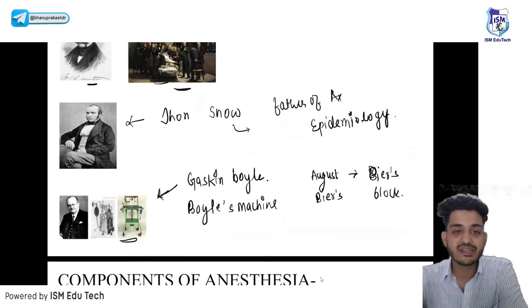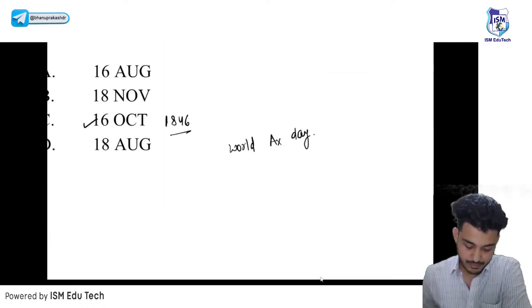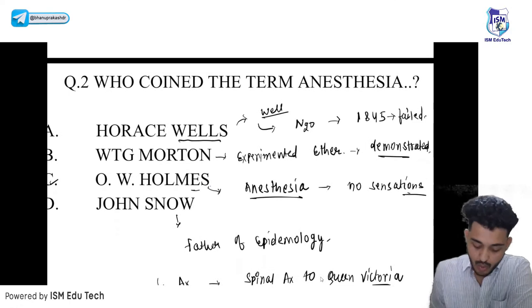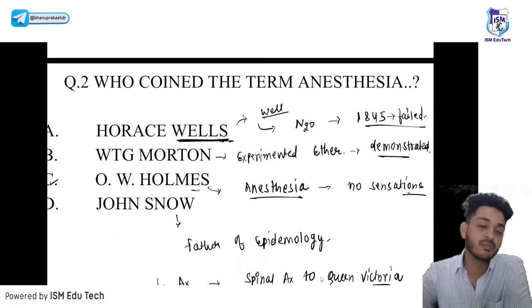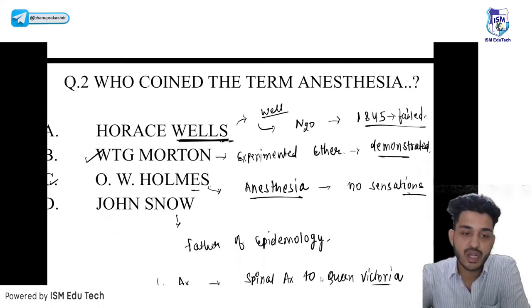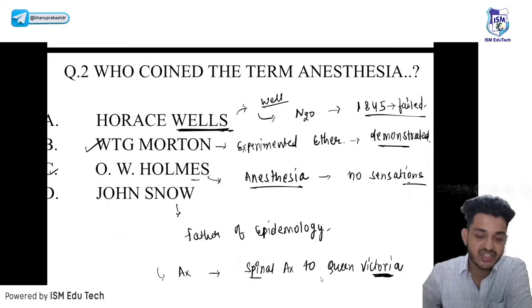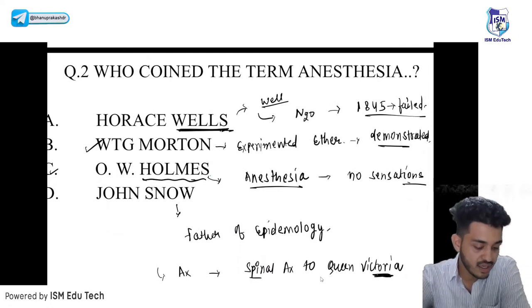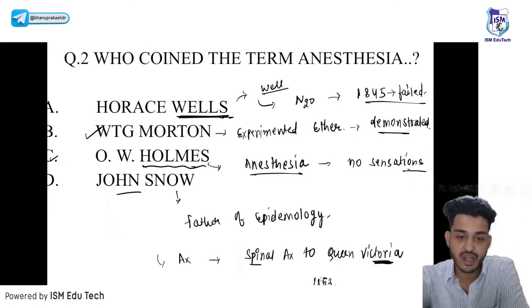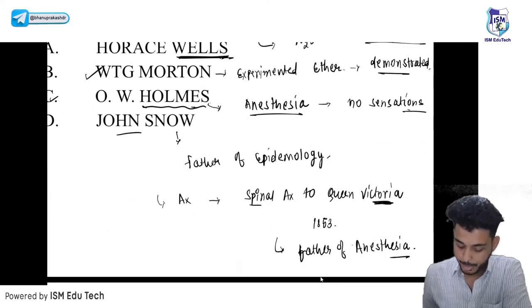Till now, what have we seen about the introduction part? Just revise it again. World Anesthesia Day is celebrated on 16th of October, 1846. Second thing, Horace Wells tried, but he failed. Modern father of anesthesia is WTG Morton. Next, who gave the term anesthesia? Oliver Wendell Holmes. And the last thing is John Snow, who is also considered father of epidemiology as well as father of anesthesia.